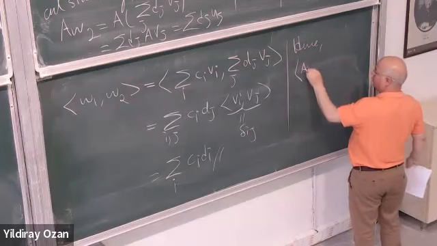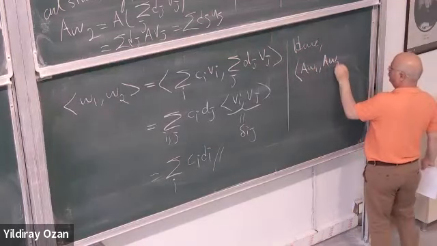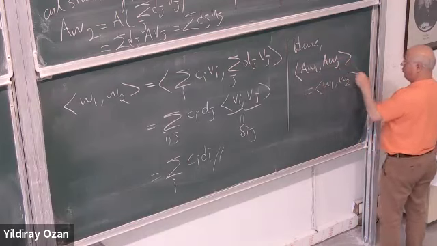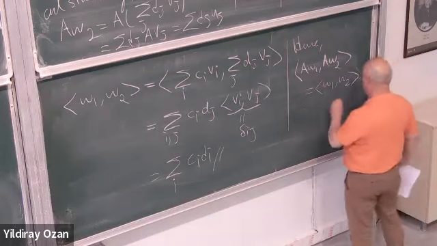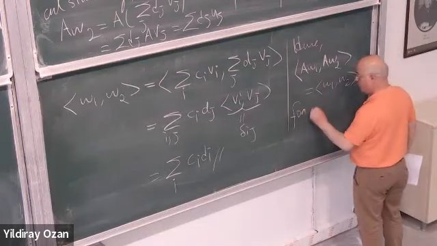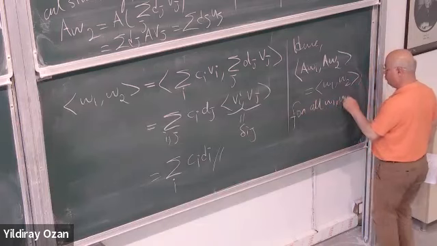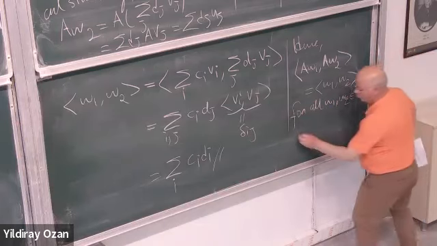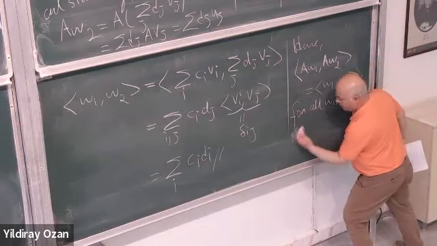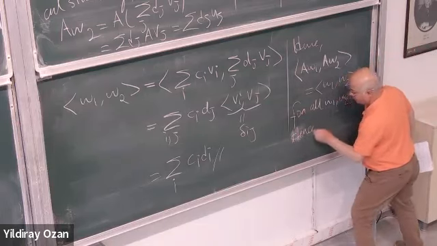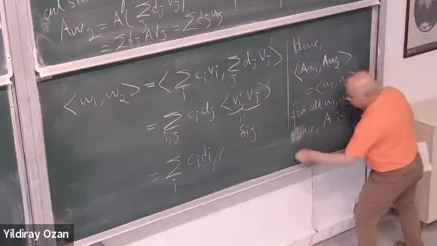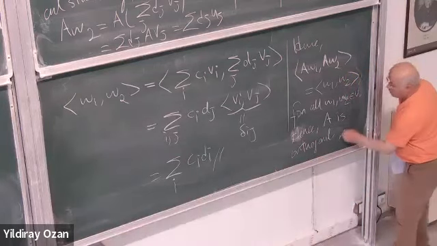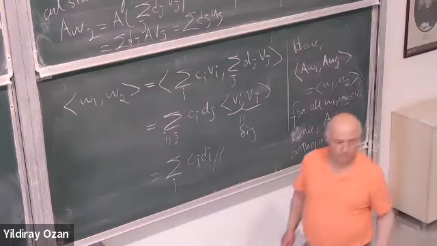Hence, the inner product of AW1 and AW2 is the same as that of W1 and W2, and this is true for all W1, W2 in B. And this means A is orthogonal. So this proves the theorem.